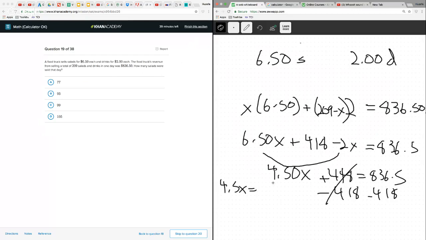4.5x equals 418.5. Okay, now we do 418.5 divided by 4.5.